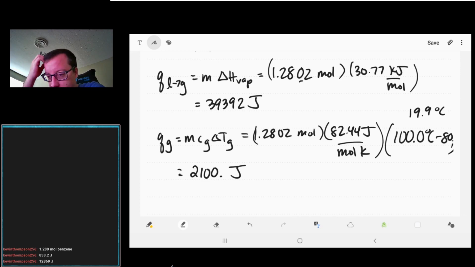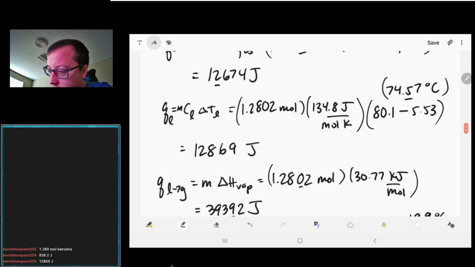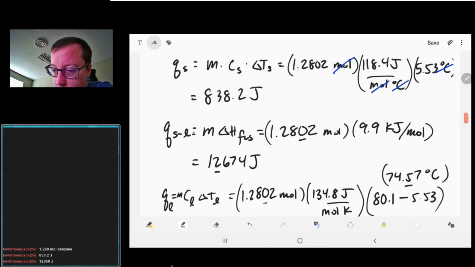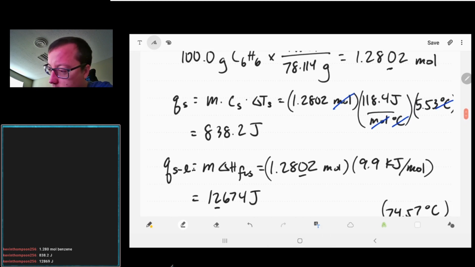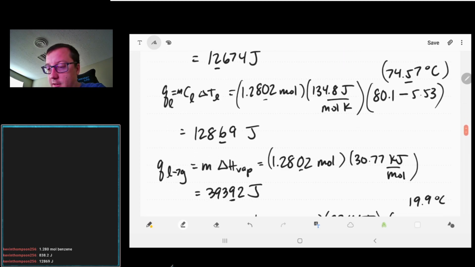All that fun stuff. Let's throw in our sig figs, by the way. We have 4, 4, 4. And this one was already in. Should be 3 for this one. Okay. Ooh, how exciting. Let's add all this stuff up now.